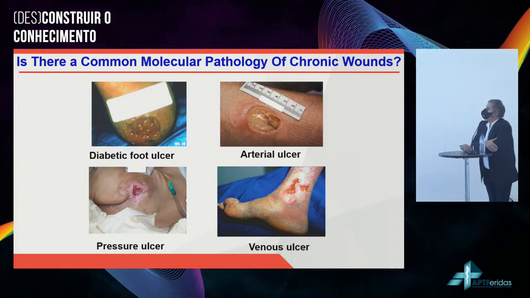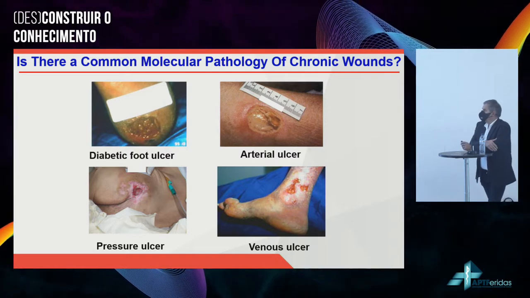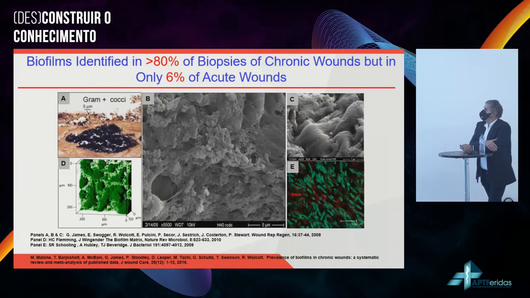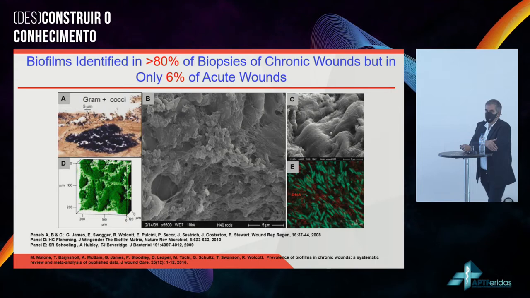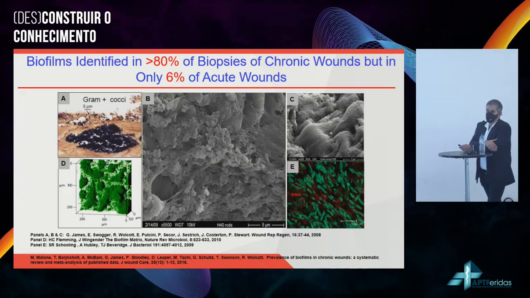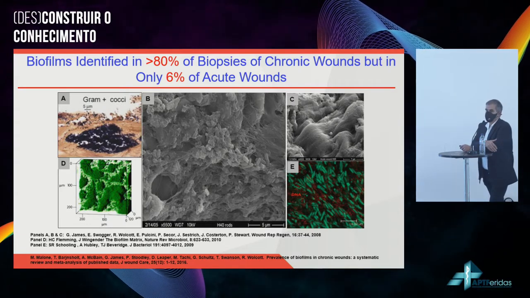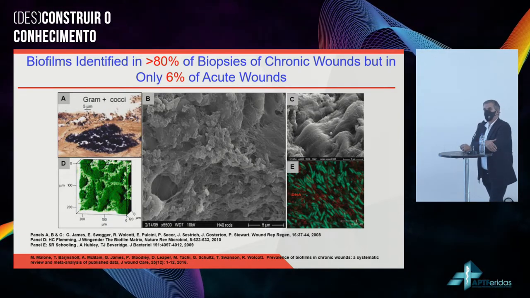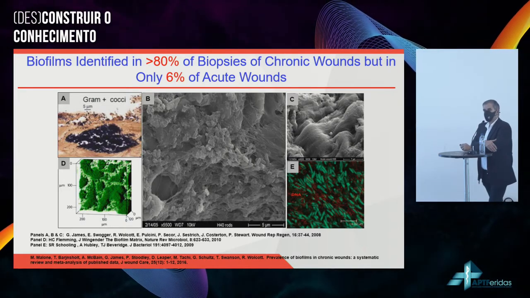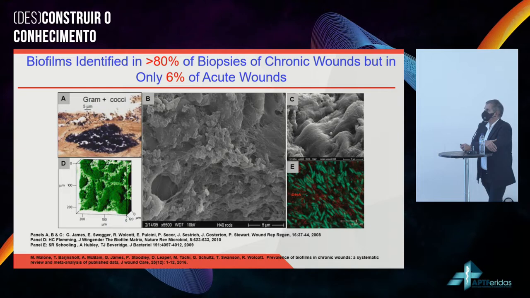First question, is there a common pathology in chronic wounds? If you look at diabetic foot ulcers, arterial ulcer, pressure ulcers, or venous leg ulcers, we believe there is one, and the common factor in all those wounds is an infection, be it biofilm or planktonic bacteria, but infections are mostly the case why wounds are not healing. There are plenty of other cases, but if you could eliminate the infection, would you be more successful in vascular surgery or in revascularizing the tissue? I think yes.